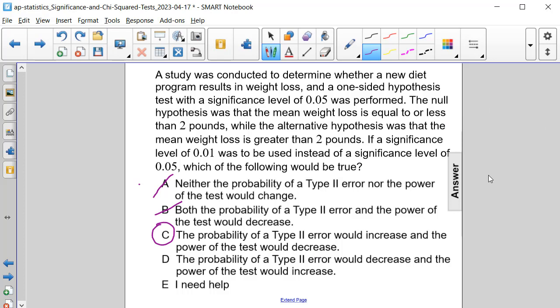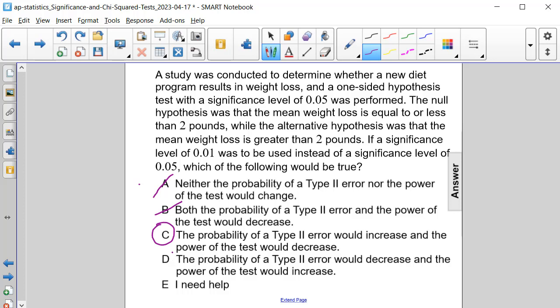Because decreasing the significance level increases the likelihood of accepting the null hypothesis when it's actually false, which means that the probability of the type 2 error would increase. And since the power of the test and the type 2 error are inverses, if the type 2 error increases, the power of the test would decrease.